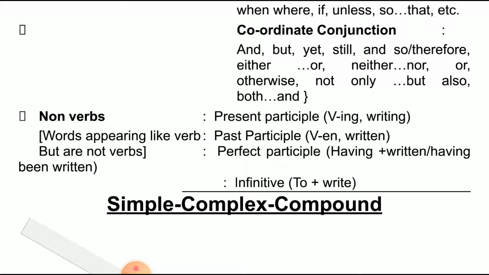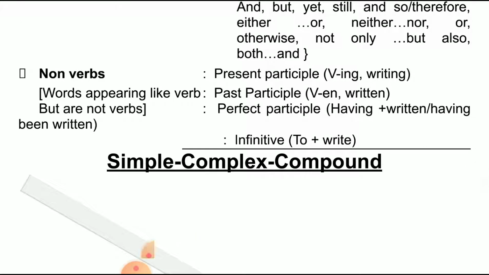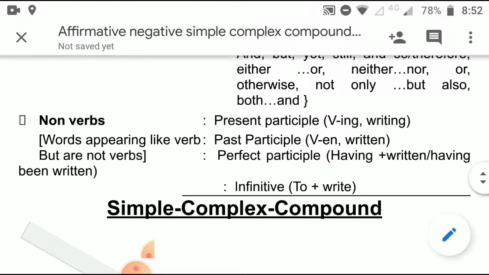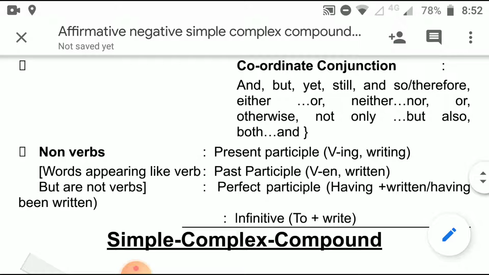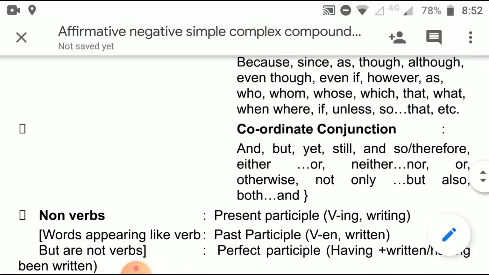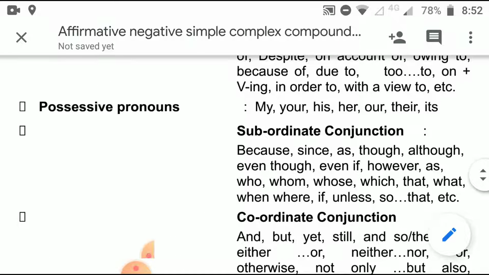Likewise, perfect participle is also not a verb. Having completed my work, I went home. There, went is the only verb. Having completed is a perfect participle and it is not a verb. Then infinitive is also not a verb. To plus the root form of the verb is not a verb. So these are non-verbs.